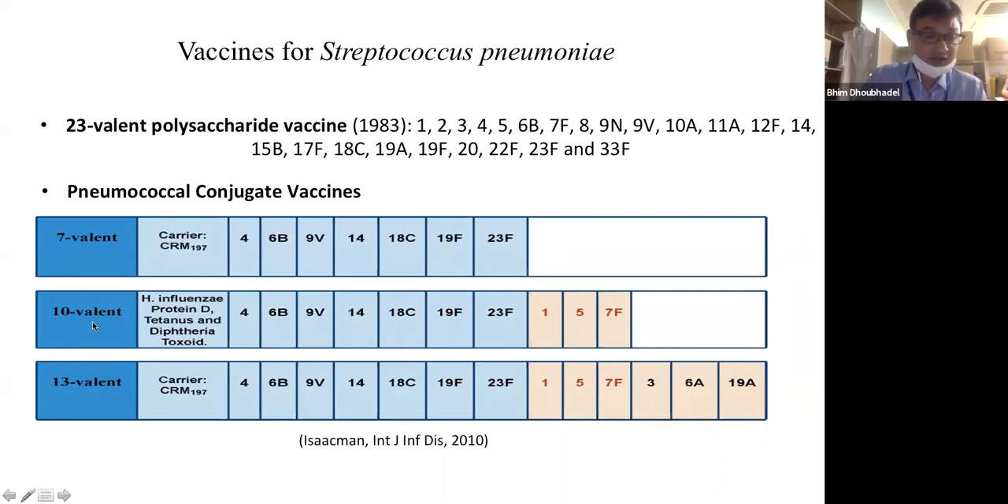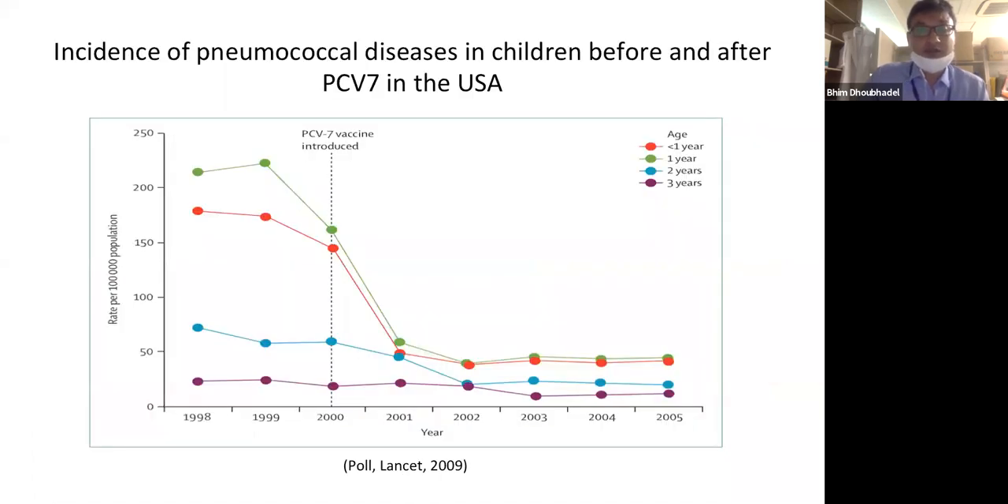So later they started the 13-valent vaccine, adding 6 more in 2010. And it's been in the market. In Japan, the 7-valent was allowed by the government in 2010, and the 13-valent vaccines are used in the national immunization program. When PCV7 was introduced in the USA, the PCV7 vaccine serotypes were dramatically reduced.